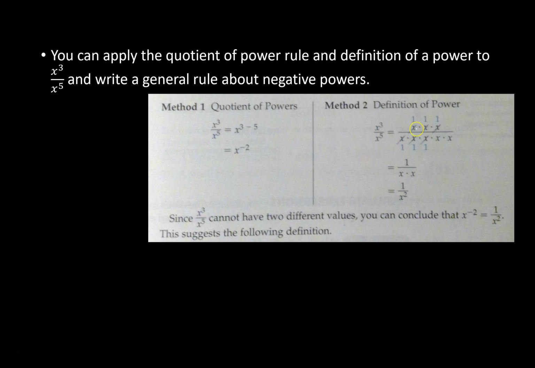Or if you space them all out, put all the x's out, 3 on top, 5 on bottom, I cross out the ones that cancel each other out. So it ends up being 1 over x squared. So since that can't have two different values, we can conclude that 1 over x squared and x to the negative second is the same thing.